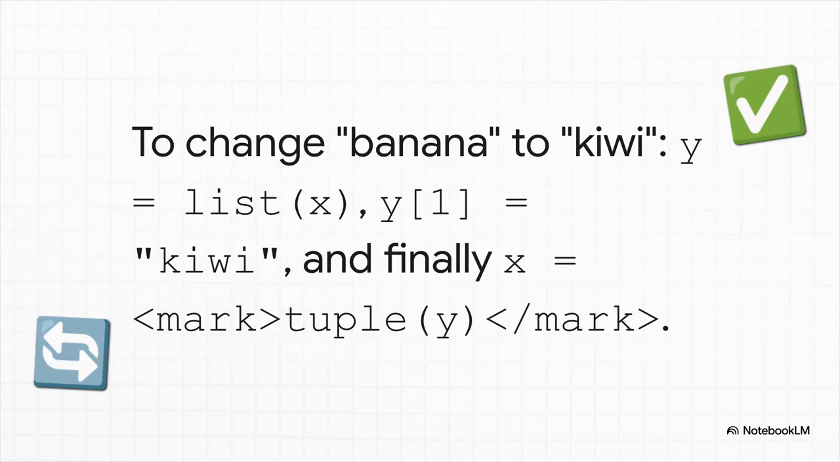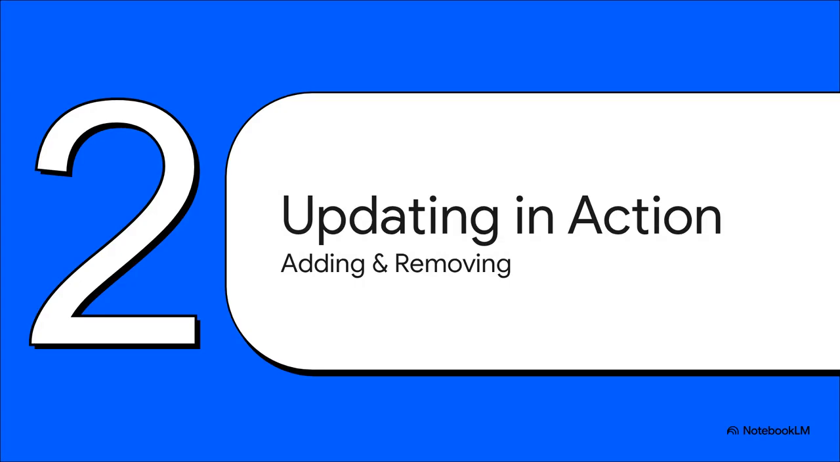Let's say we have our tuple, and we really need to swap banana for kiwi. So first, we turn it into a list. Now that it's a list, we can just grab that second item and switch it out, no problem. And then the most important part, we turn it back into a tuple. Boom, you've just updated an unchangeable object. And what's really cool is this trick isn't just for changing things that are already there. We can use the exact same idea to do other stuff, like adding brand new items or even getting rid of them. Let's check it out.